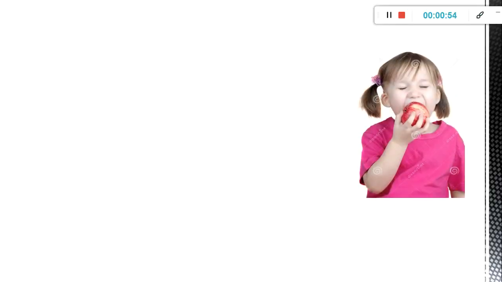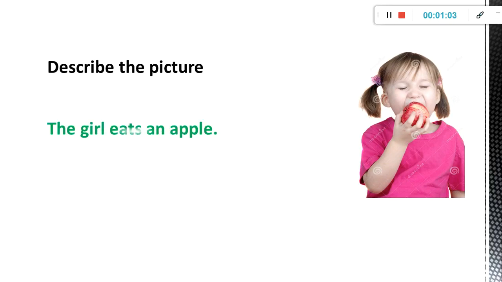So look at this picture. Can you describe this picture? Tell me a sentence describing this picture. Very good. The girl eats an apple. So, look at this sentence. The girl eats an apple.